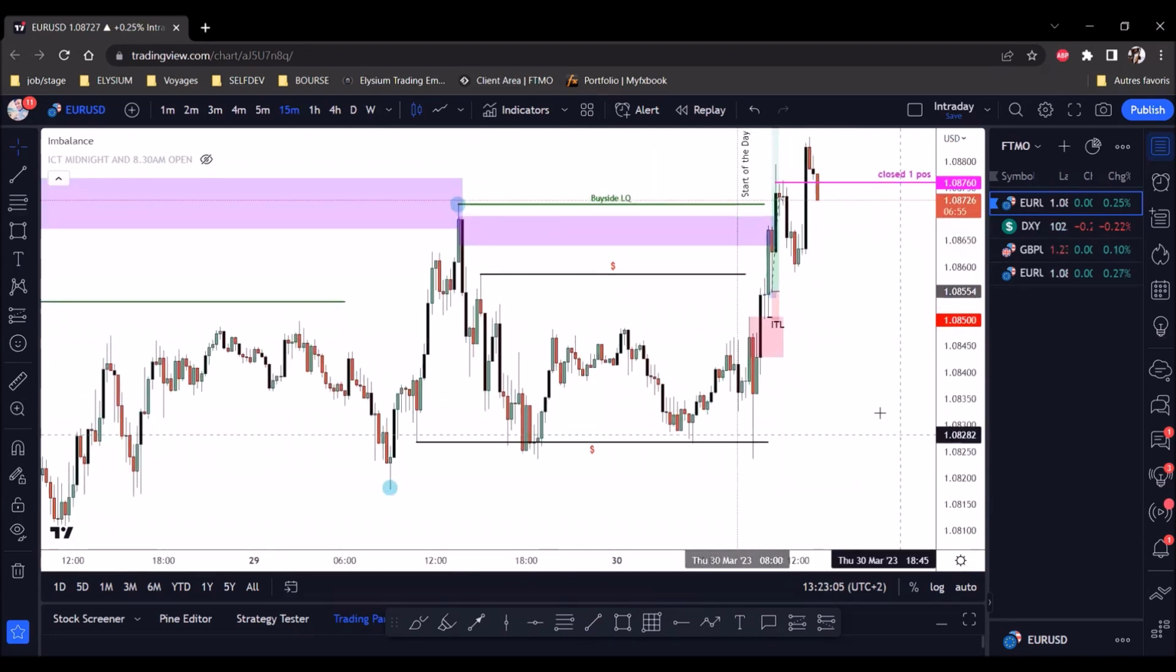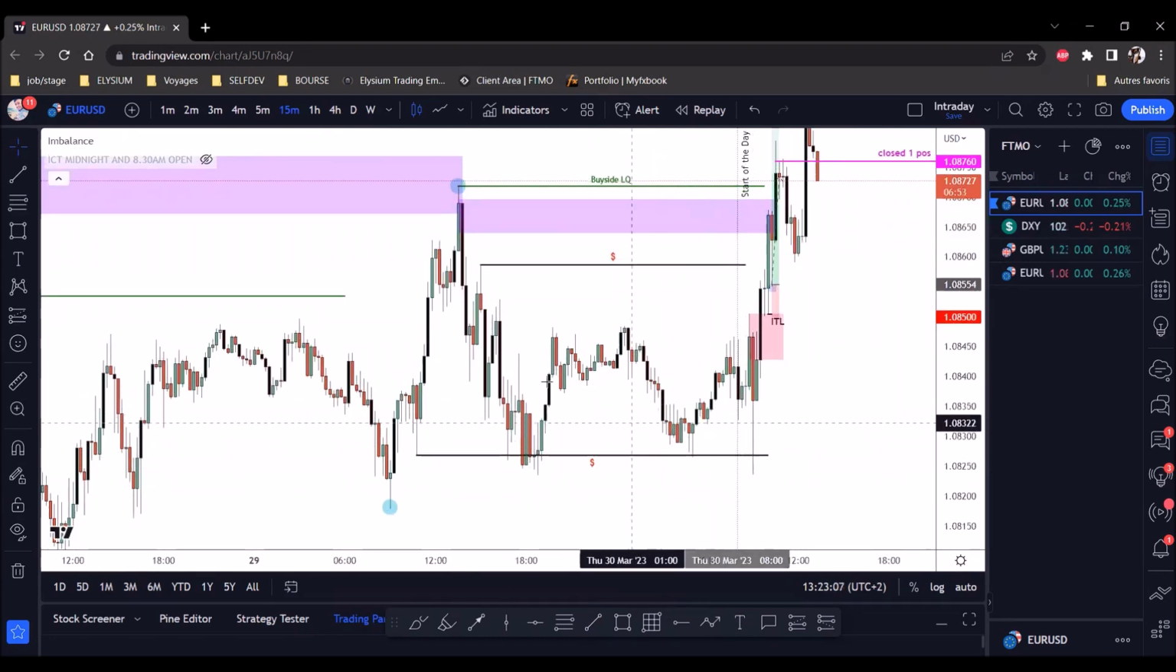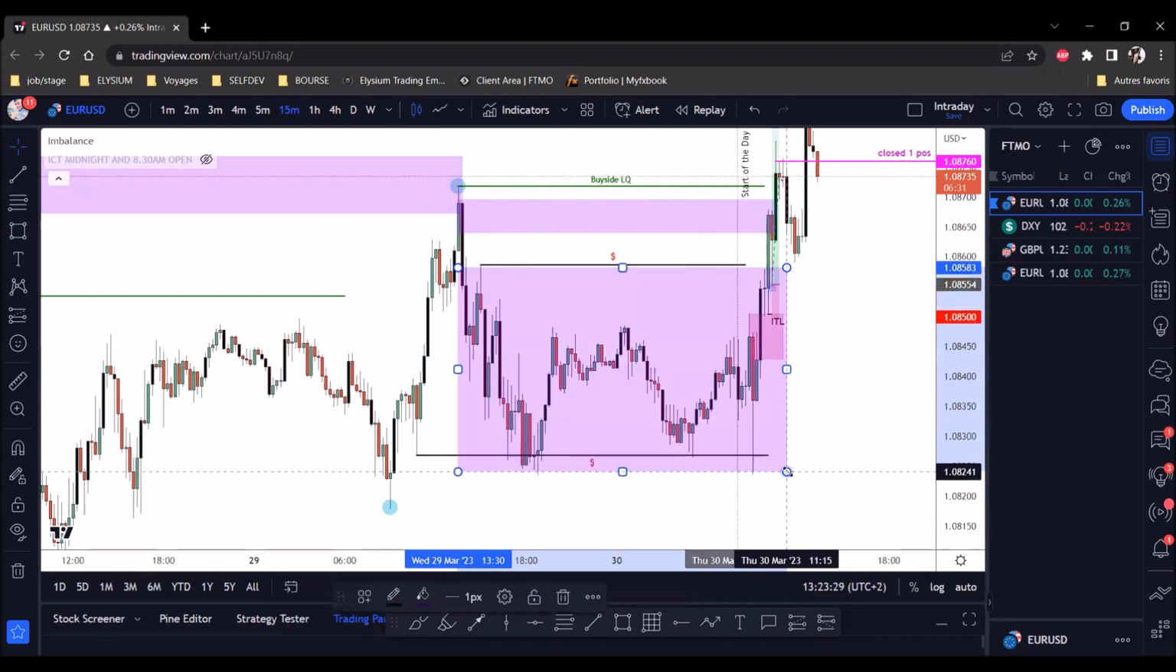So this morning I waited, I put 2 alerts, one above and one below. There were some messy price action inside, and I didn't want to buy nor to sell in this area. In all this area, I didn't want to do anything.